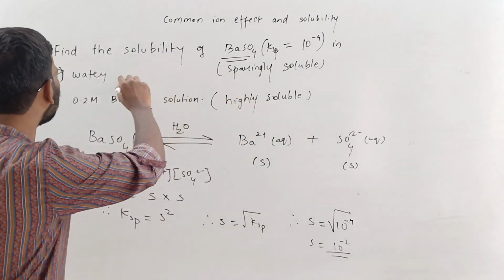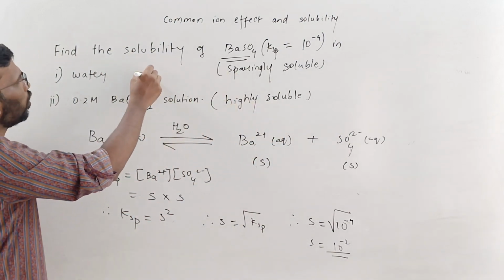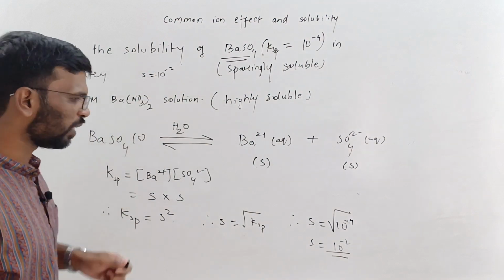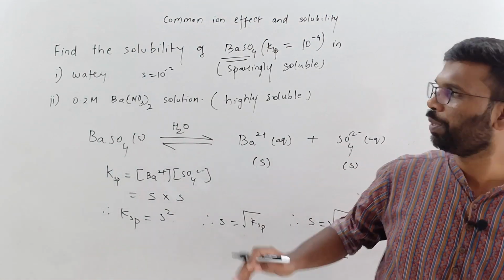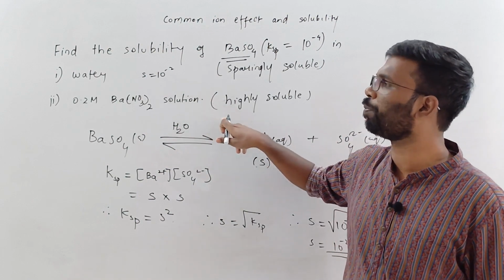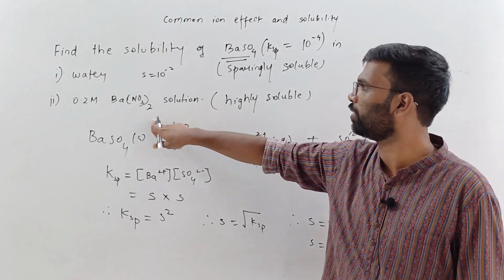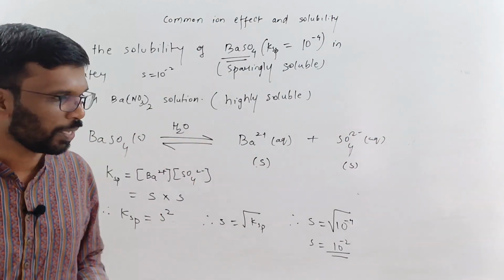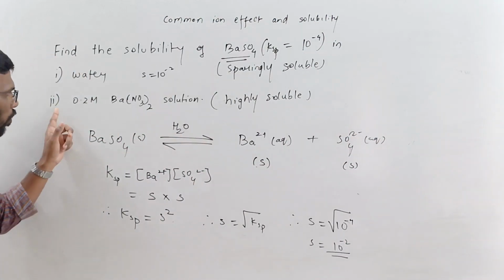We got in the first case the answer: the solubility over here is 10 raised to minus 2. Let's do it in another case. What do you guess? What will happen? Will it be the other case, the solubility will be more or less, like in this case? You can comment and tell me what is the answer. Will it be more or less?